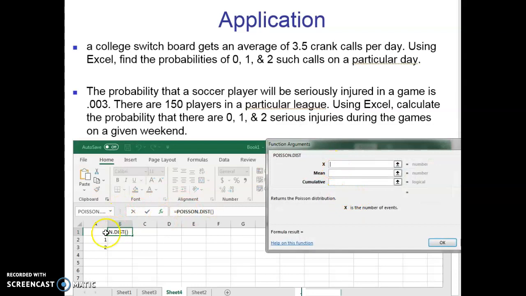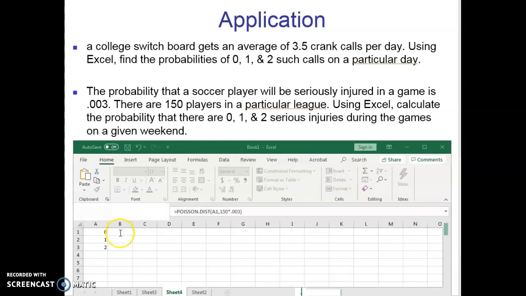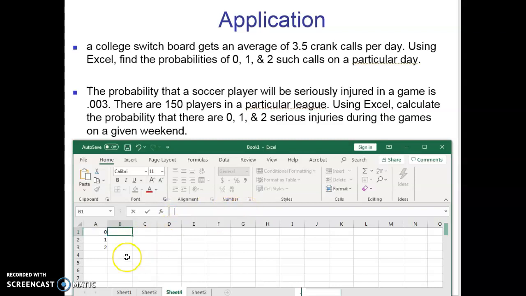Okay? And then we put in the next column our formula, Poisson, and select the data. The mean, we don't have the mean here. We actually need to calculate it. To calculate it, you can just create a formula over here: equals, we have n, which is 150, because there's 150 players in the league. Multiply that by 0.003, and you get 0.45. Okay? So that's going to be our mean.